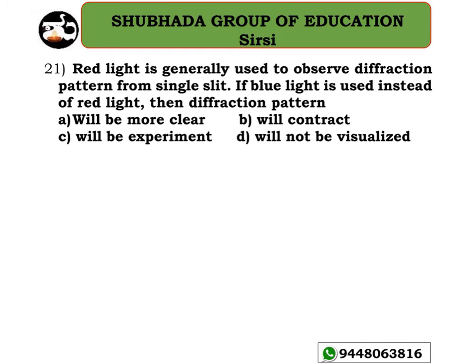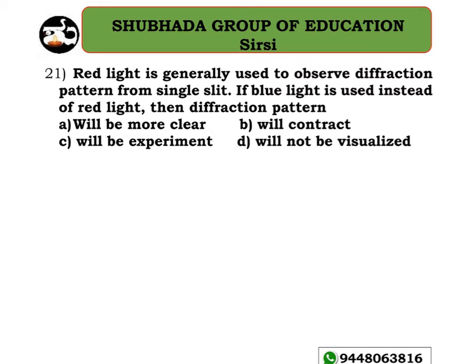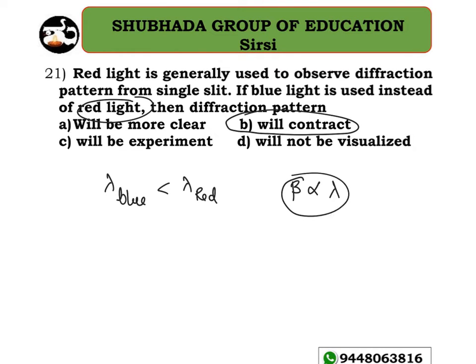As you know, the wavelength of the blue light is less than the wavelength of the red light, correct? So what actually happens is the fringe width is directly proportional to lambda. Since red light is replaced by blue light, the fringe width should contract. That's the reason why option B is the right answer. Beta is directly proportional to lambda, and as the lambda of the red light is greater than lambda of the blue light, it will get contracted.